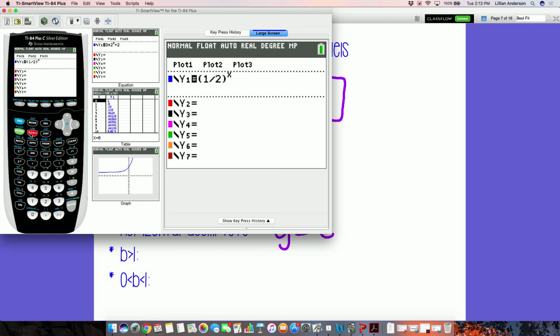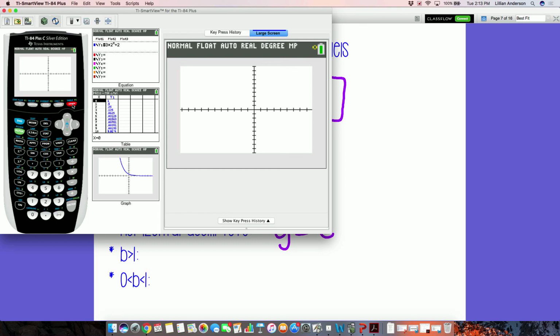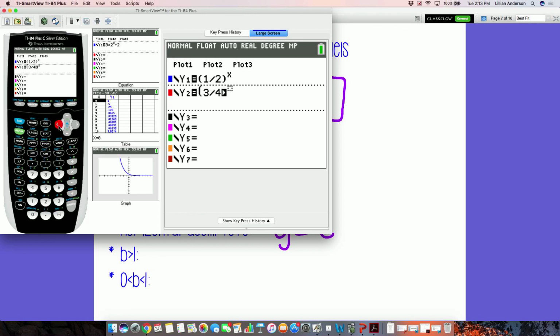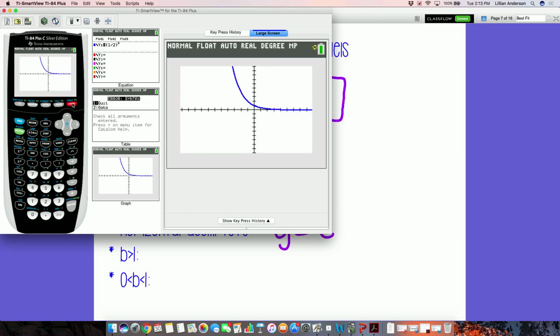Oh, it went the other way. It went the other way, didn't it? It goes the other way. Same thing if I were to graph 3/4 to the x. That's still less than 1. It too will go down on the right hand side.